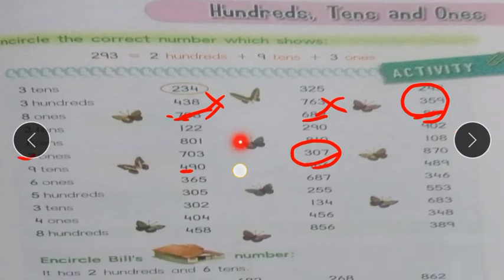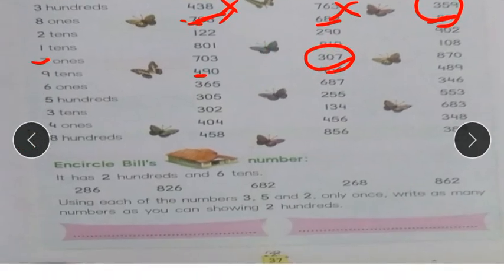Now here, encircle Bill's house number. House is made, spelling is not written, so you have to just read it. What is that? House number. Bill is the name of a person, like your name is there, no? You have some name like that. Bill is an English name. So encircle Bill's house number. So Bill's house number is what? You have to find out.